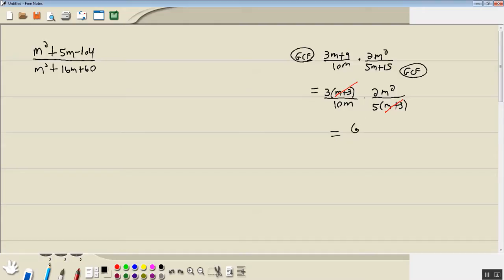Now we got 3 times 2, which is 6, with an m squared. And on the bottom here, we got 10 times 5, which is 50, with an m. Now we have m to a power over m to a power. And if I were to put a power on this, this would be the first power. So what we do is we subtract the smaller exponent from the larger one. So we got 2 minus 1 gives us 1. And we'll have m to the first power where our larger exponent was. So I'm going to put an m to the first power on top there.